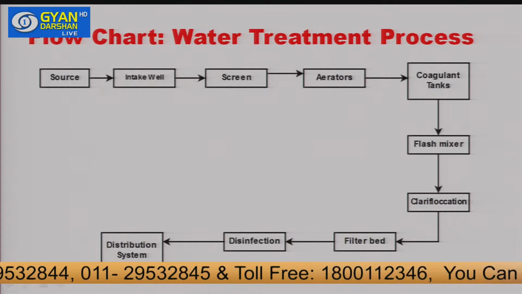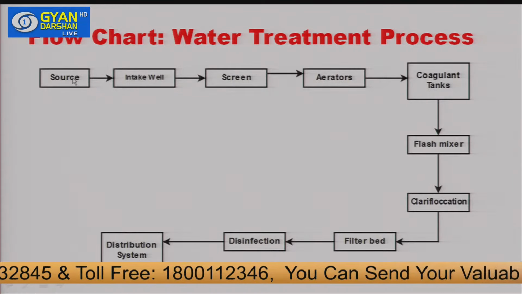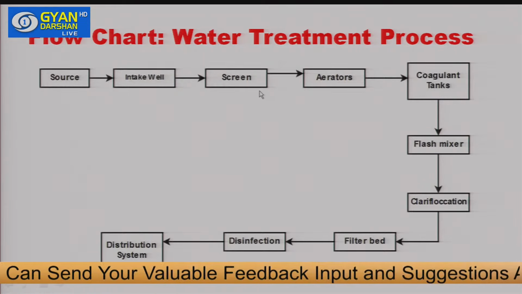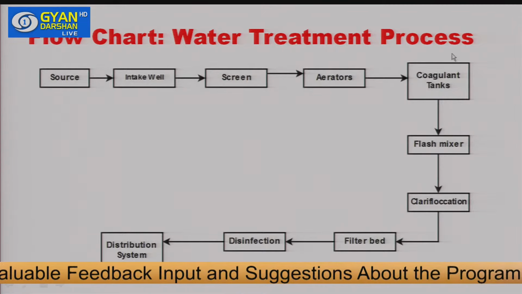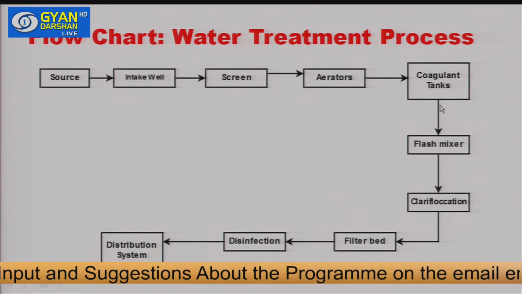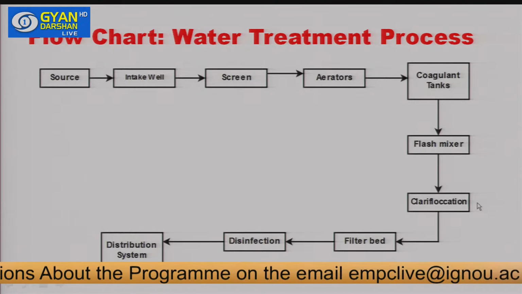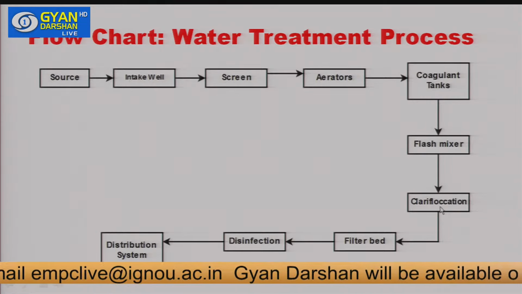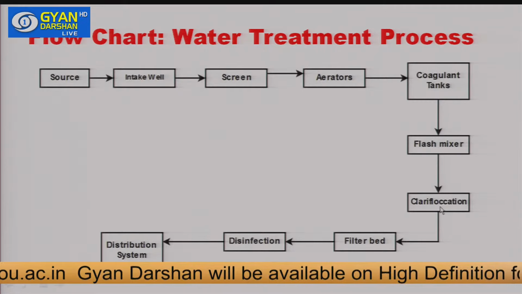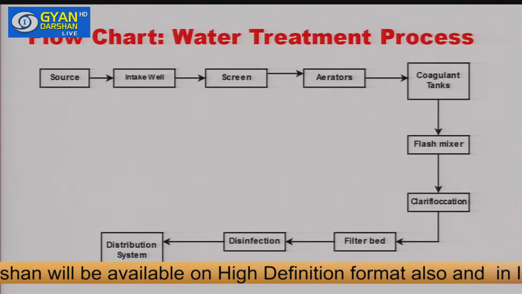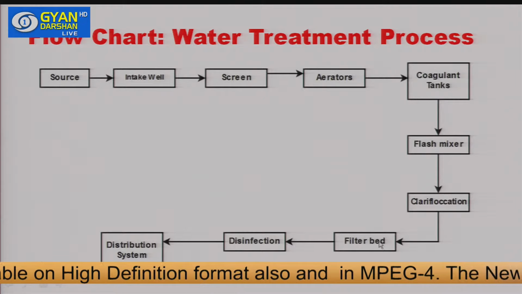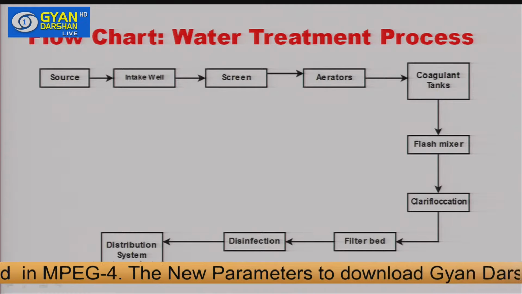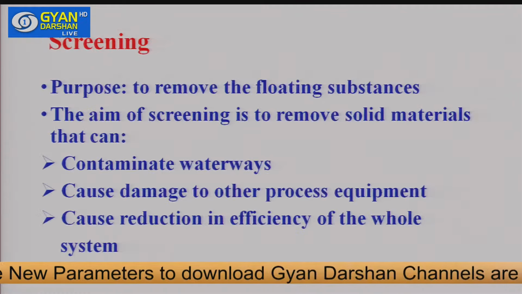The similar process is shown here through a flow chart. This is the source of water, then the intake well, then screens for removing the floating objects, then aerators, then coagulant tanks where coagulation is done, then the flash mixer, then flocculation. Here the settleable matter is removed. Then filtration, where the filter beds are generally sand filters. Then disinfection, as I told you. Then the distribution system. So this is a flow chart of the same thing which you saw as a diagram.